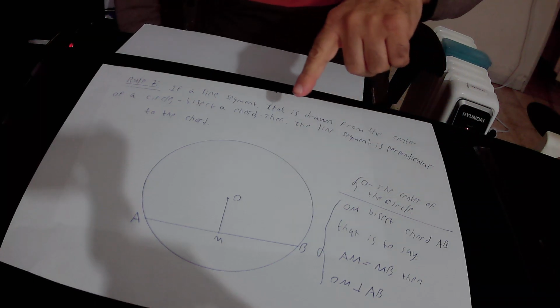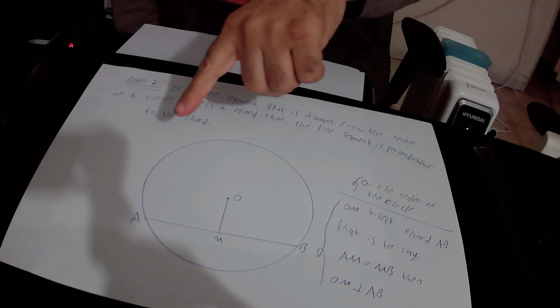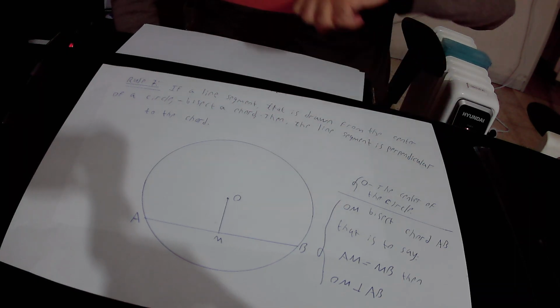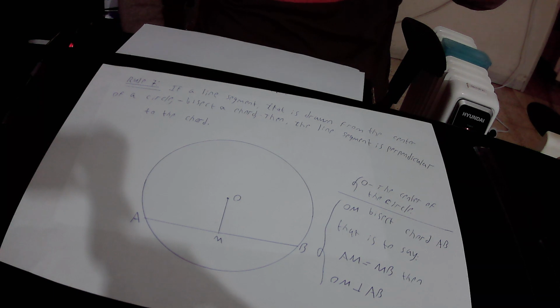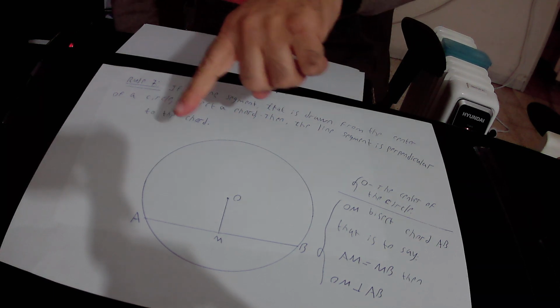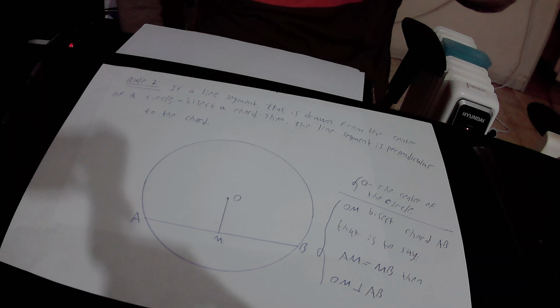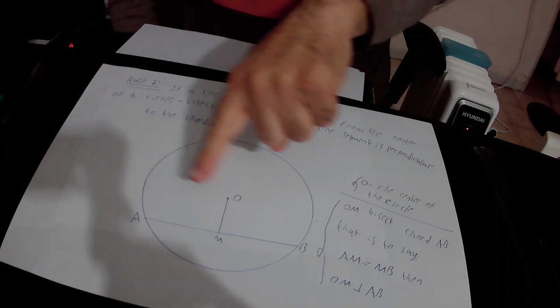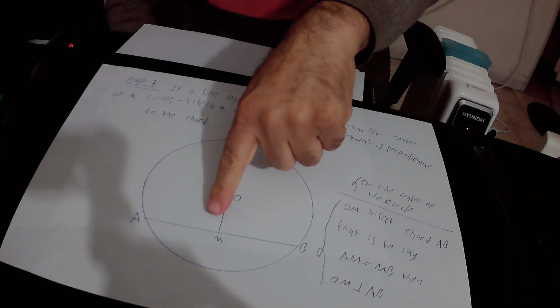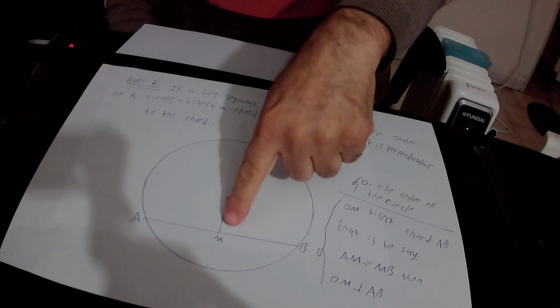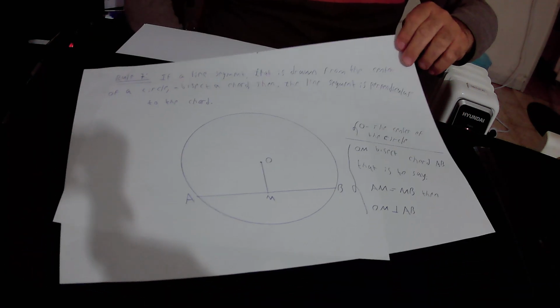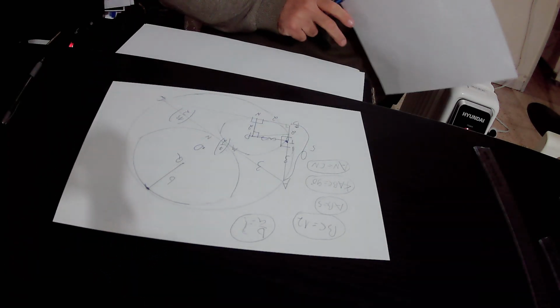That is to say, OM divides AB into 2 halves. In other words, AM equals MB. So we know that OM bisects chord AB because AM equals MB. In that case, OM will also be perpendicular to AB. OM is perpendicular to AB. That is to say, this angle equals 90 degrees and this angle equals 90 degrees according to rule number 7. So we can actually implement rule number 7 in our drawing.